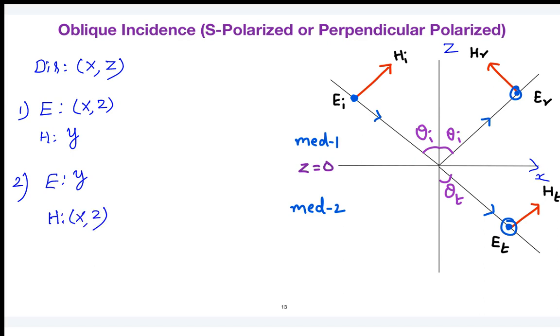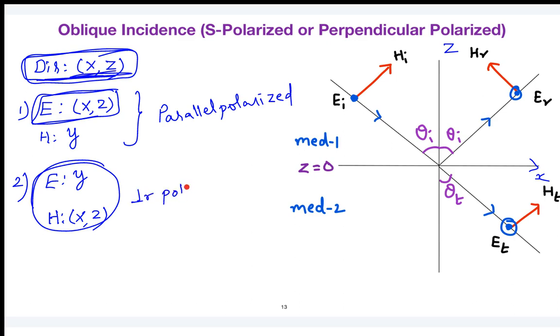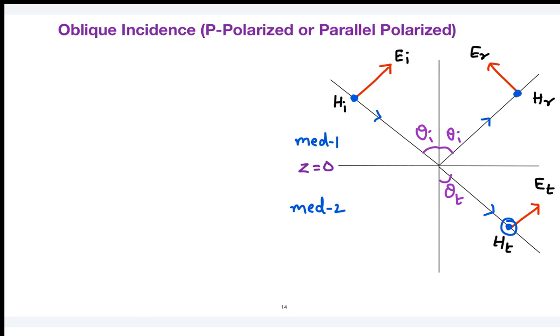As we discussed in the last class, in the first case your electric field is parallel to the plane of incidence, so you call this type of wave parallel polarized, which we are supposed to discuss right now. In the other case, the electric field is perpendicular to the plane of incidence, so we call it perpendicular polarized. For perpendicular polarization, we already defined the boundary conditions, the reflection coefficient and the transmission coefficient. All the equations have been given. Now we will see the parallel polarized case.